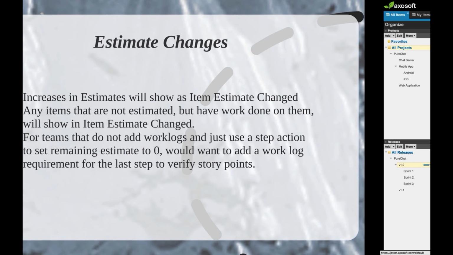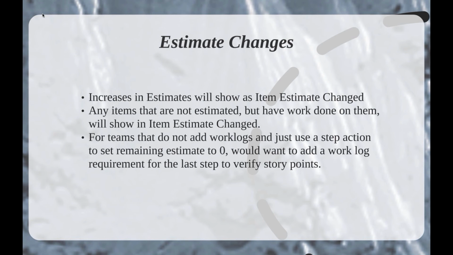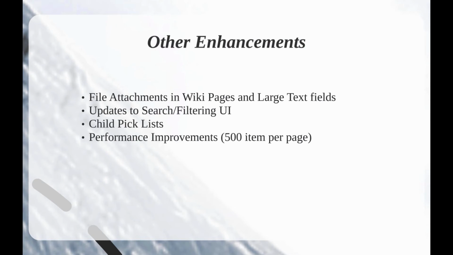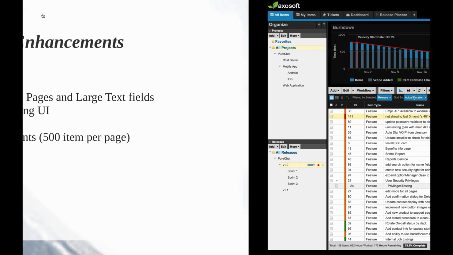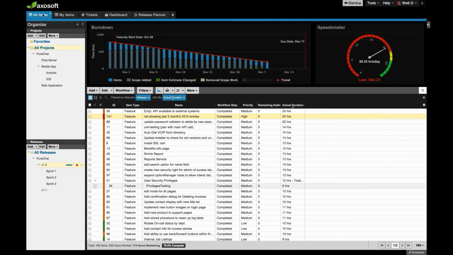All right, cool. So that's basically it for these Scrum features. And we've also, of course, made a number of other enhancements to the product, because we're always taking your feedback and trying to incorporate it wherever we can. One of the things which was probably one of our most requested features is the ability to add attachments that are non-images to wiki pages or large text fields. And so we've gone ahead and made it very easy for you.